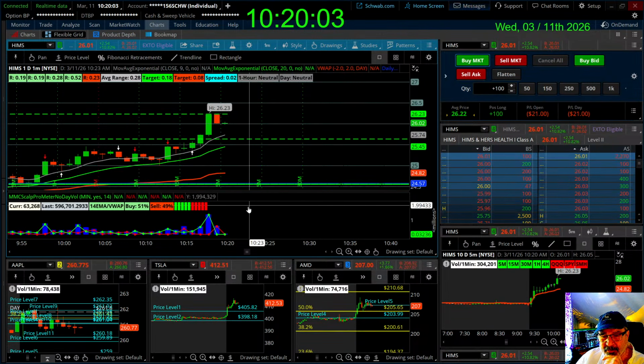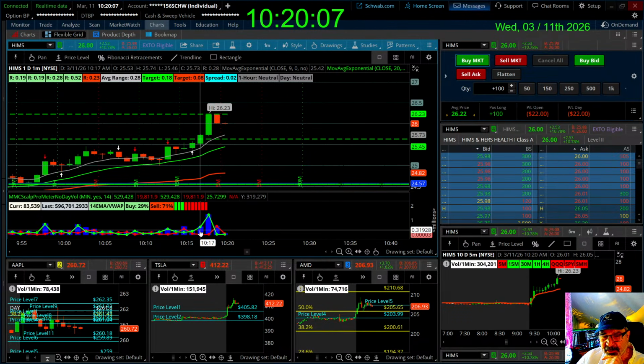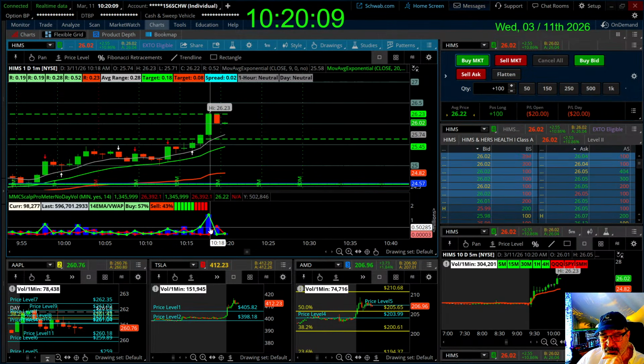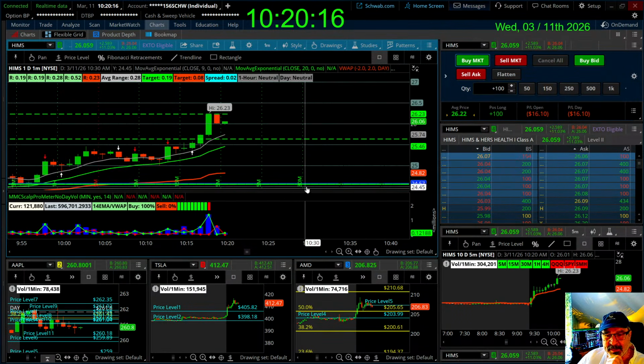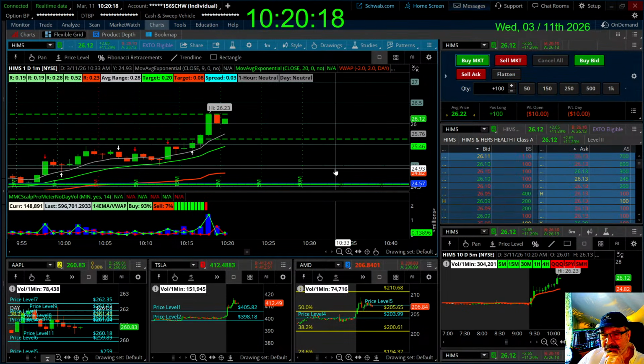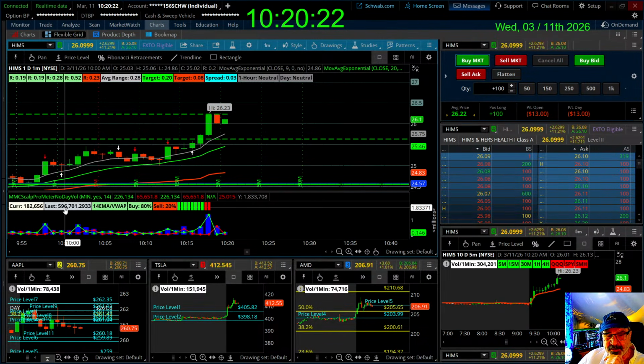There was a pullback. It wasn't very strong volume-wise, as you can see, compared to the buyers. So it kind of hit the candle before in volume. This candle is going to tell us everything if it's going to keep going up. Whoa, look at the volume, guys. Look at that volume there. Holy mackerel.